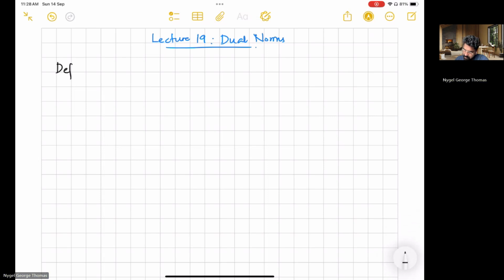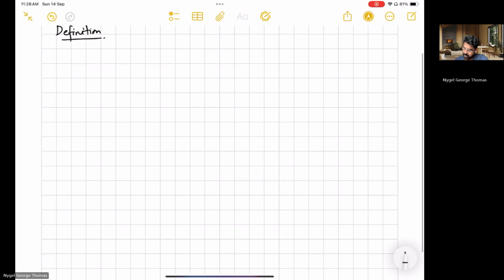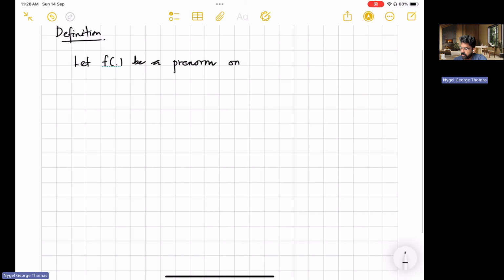Definition. Let f be a pre-norm. By pre-norm, we mean that it satisfies non-negativity, positivity, and homogeneity, not necessarily the triangle inequality, on Rn. It could be in any vector space, but let's take Rn.